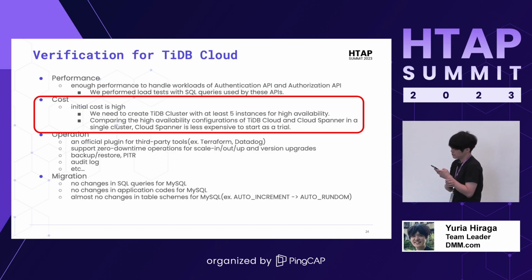Second one is cost. In case of TiDB Cloud, initial cost is high. We need to create a TiDB cluster with 2 TiDB servers and 3 TiKV servers for high availability. It means we pay for at least 5 instances. For example, Cloud Spanner. Comparing the high availability configurations of TiDB Cloud and Cloud Spanner in a single cluster, Cloud Spanner is less expensive to start as a trial. It is just my opinion.